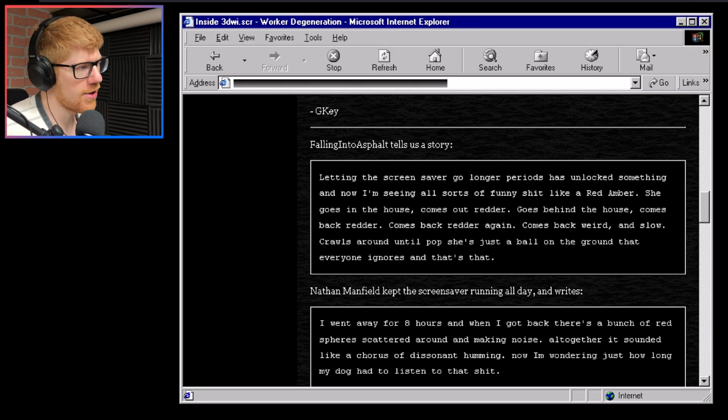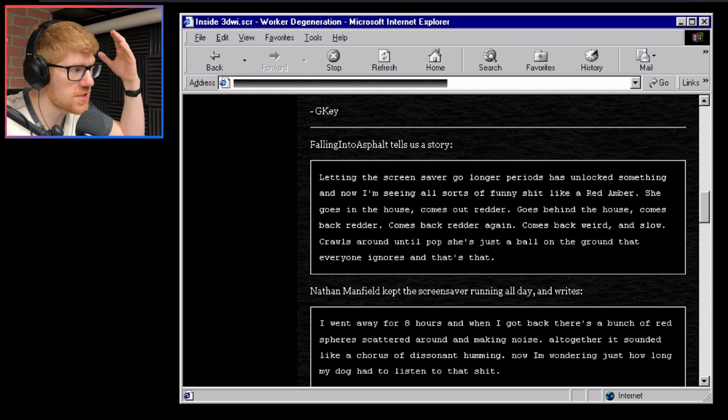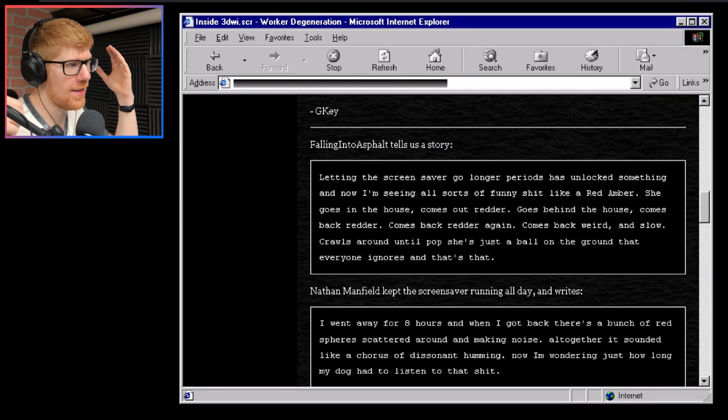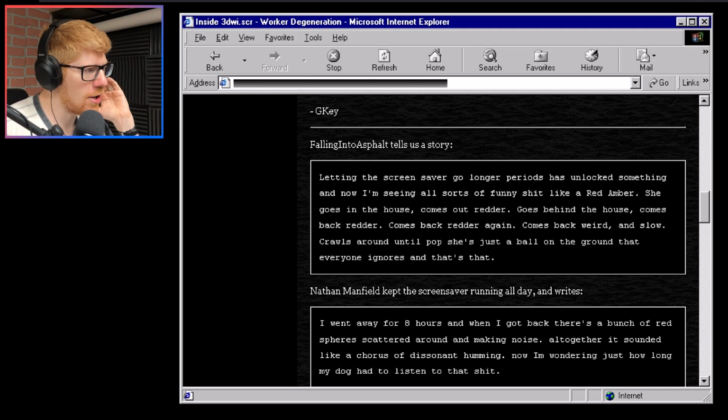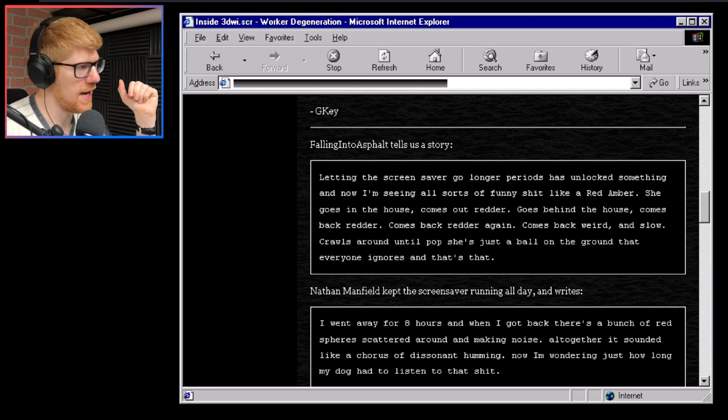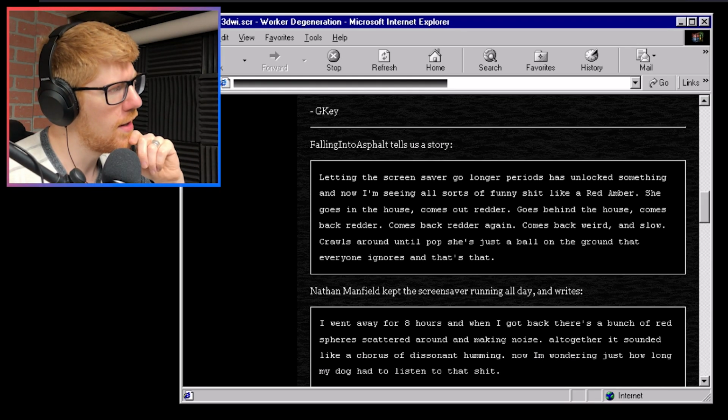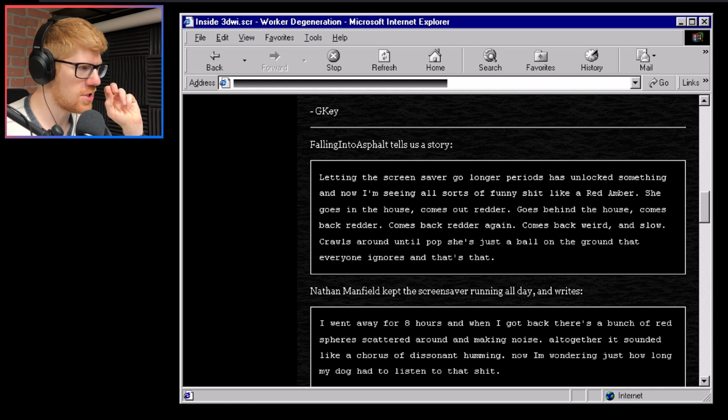Letting the screensaver go longer periods has unlocked something, and now I'm seeing all sorts of funny stuff like a red Amber. That's so funny. She goes in the house, comes out redder, goes behind the house, comes back redder again, comes back weird and slow in this economy. Crawls around till she's just a ball on the ground that everyone ignores, and that's that. It makes me laugh.